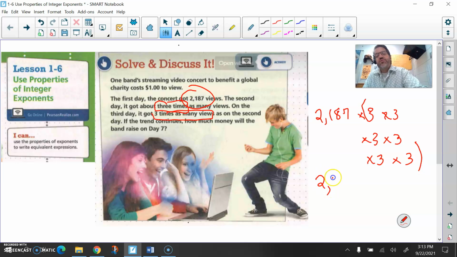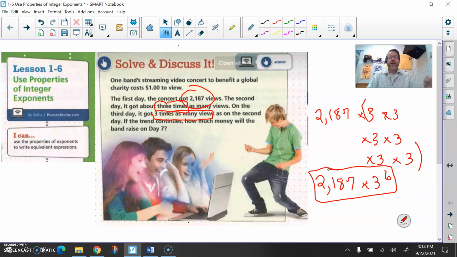So we could say 2,187, that was the number of views on the first day, times 3 to what power do we have here? 1, 2, 3, 4, 5, 6, to the 6th power. This expression right here represents a good estimate for the number of views on day 7, if that trend were to continue of it tripling every day.